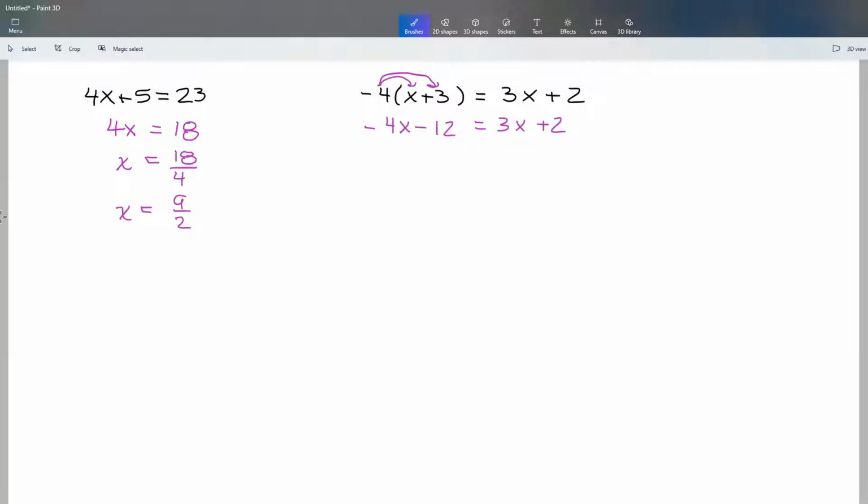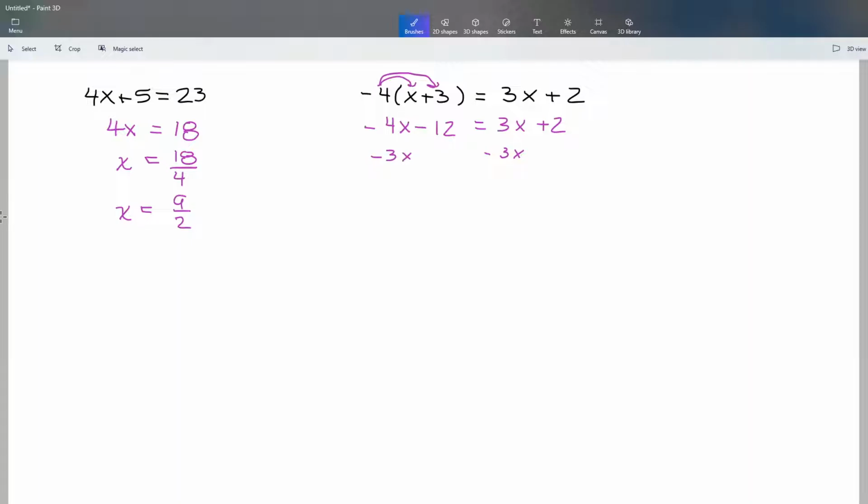Now we're going to go ahead and gather our terms that have the variable in it on one side, and we're going to gather the numerical terms, or just the numbers, on the other side. Now, it doesn't matter which side you choose. Lots of students prefer to gather the variable part on the left. So let's go ahead and do that. We're going to subtract 3x from both sides. Okay, so I'm going to write that out so we remember what we're doing.